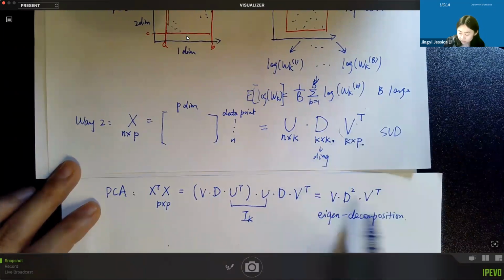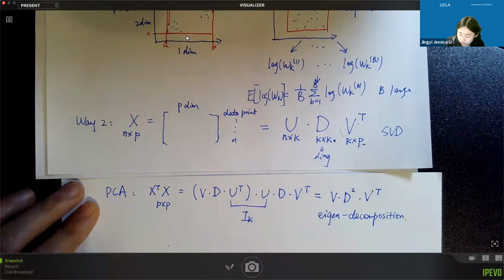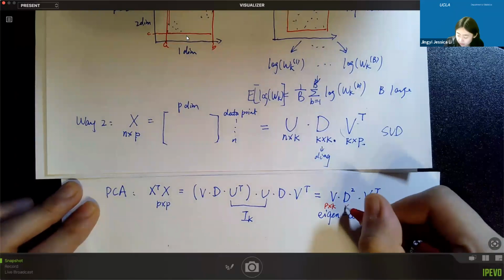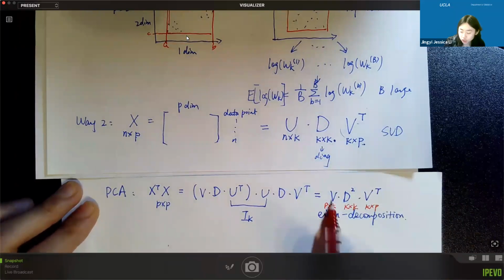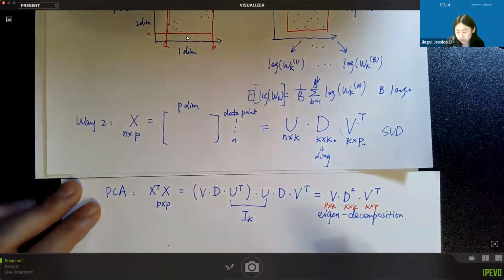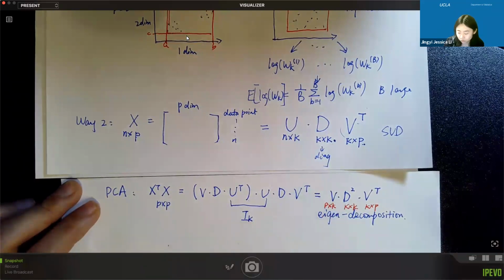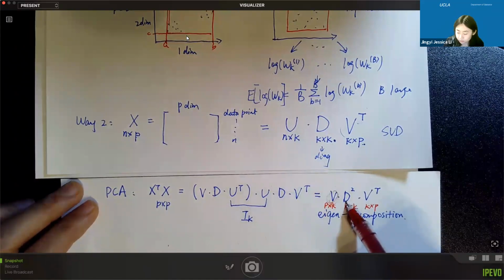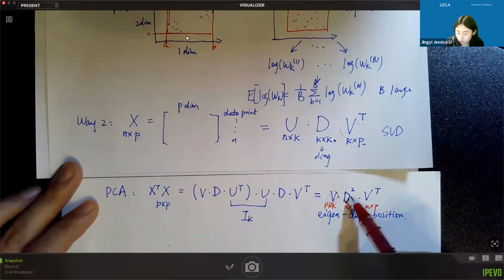Now let me mark the dimensions. This is P by K, this is K by P, and this is K by K. Each column here corresponds to one of the K dimensions. It's a linear combination of the original P dimensions. So this in PCA is what we call the loading matrix, which we'll revisit later. And this one contains what we call the eigenvalues. By the relation, this is D squared, this is D.